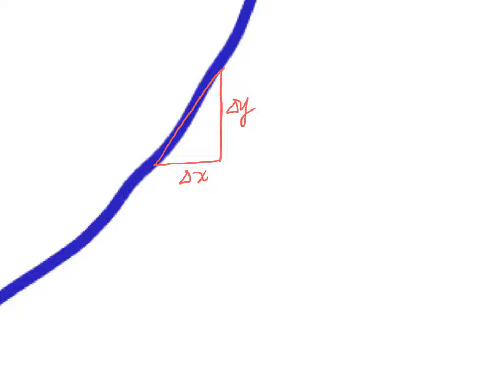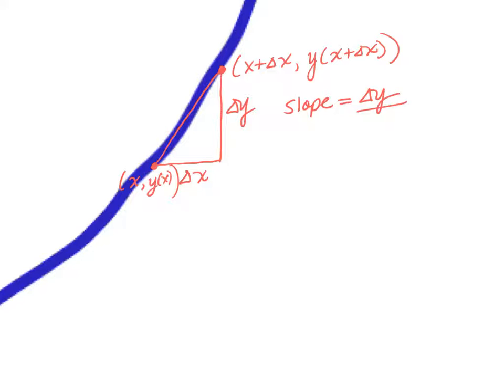But let's label some points here. So this first point is just going to be x and y of x. That's just the regular point on the function where we are. And since we've moved over by delta x here, this is x plus delta x, and y of x plus delta x. So it's the function evaluated at the point x plus delta x. Whereas over here, if I want to be consistent, this is x and y of x. Okay, so the slope, like we talked about, equals rise, which is delta y, over run, which is delta x.